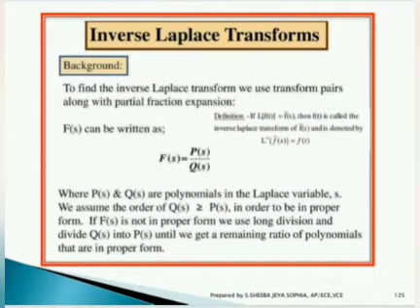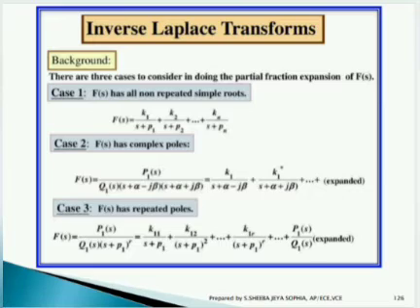Moving to the inverse Laplace transform. To find the inverse Laplace transform, we use transform pairs along with the partial fraction expansion. The mainly used method is partial fraction expansion, where F(s) is equal to P(s) divided by Q(s), and P(s) and Q(s) are polynomials in the Laplace variable s. Here we use three cases to find the value. Case 1, F(s) has all non-repeated simple roots. Case 2, F(s) has complex poles. Case 3, F(s) has repeated poles.